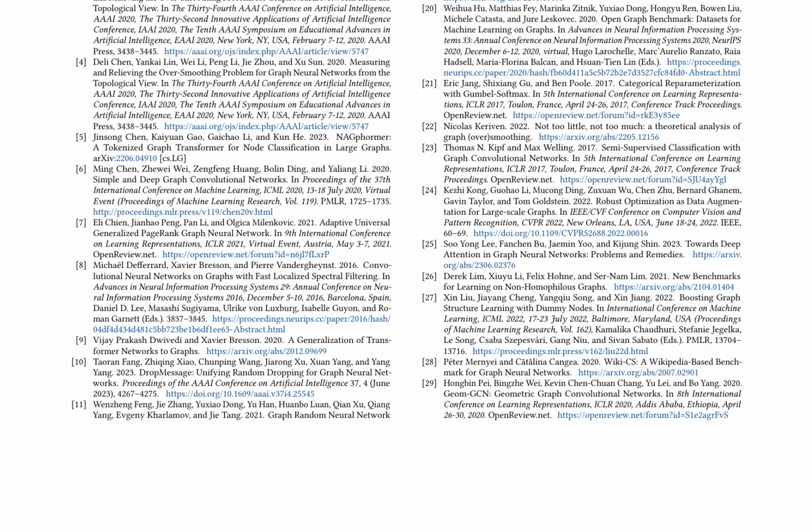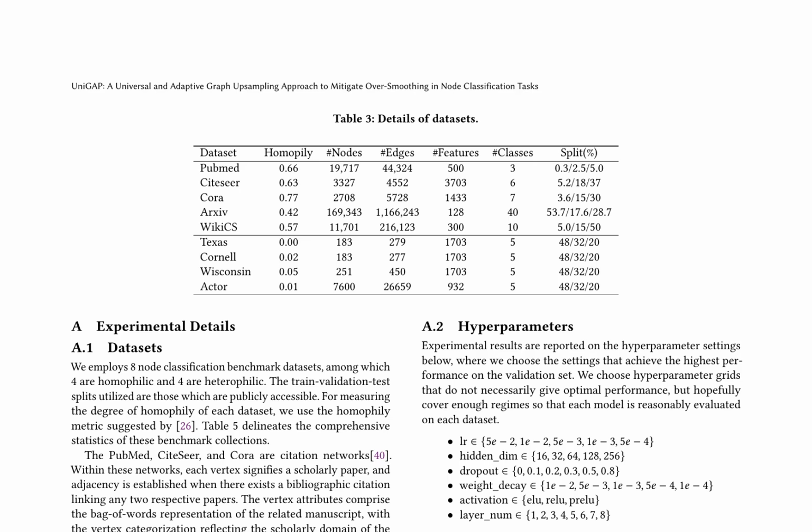The paper provides a comprehensive analysis of UniGAP's performance, comparing it to state-of-the-art methods. The results indicate that UniGAP provides a robust foundation for future research in this area, offering valuable insights and practical solutions to long-standing challenges in graph neural networks. The authors discuss future work, including more intricate combinations of UniGAP with LLMs and further advancements in graph upsampling. UniGAP is a universal and adaptive graph upsampling approach designed to mitigate oversmoothing in node classification tasks.